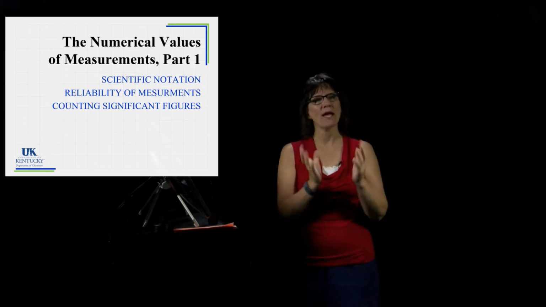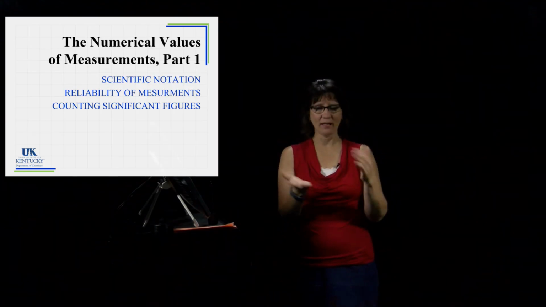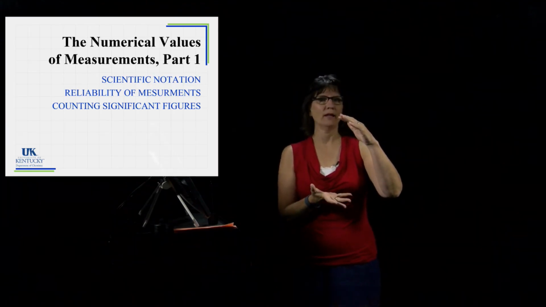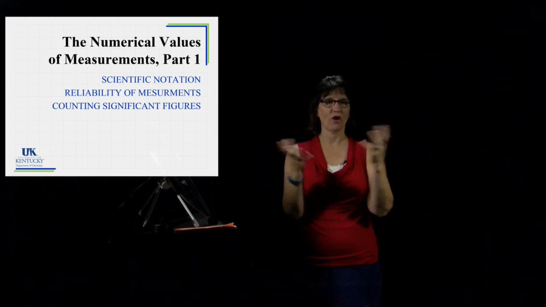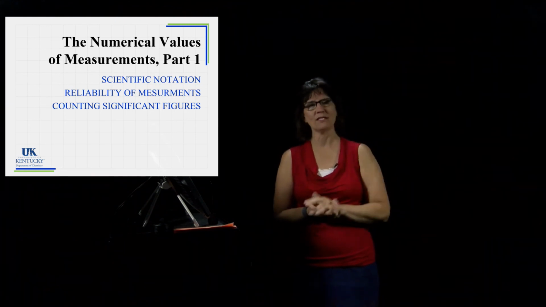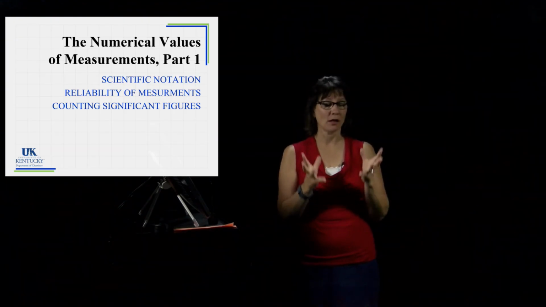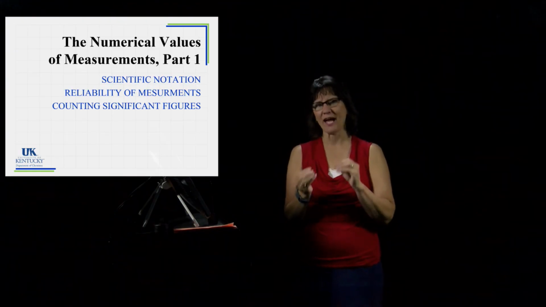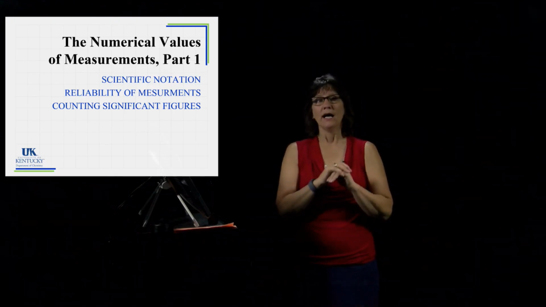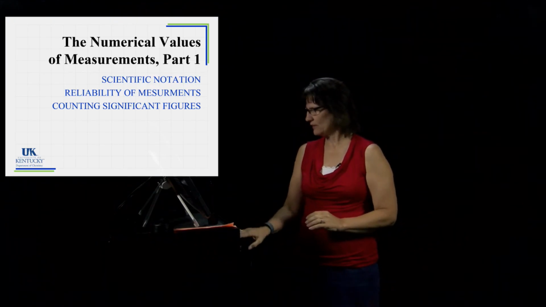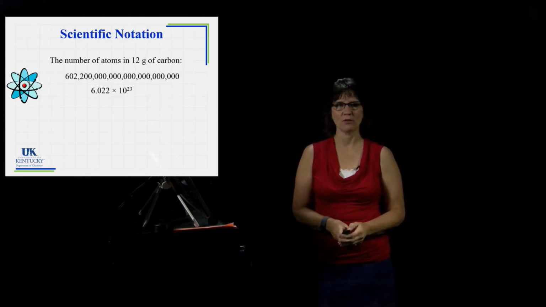We'll talk about when you make a measurement, how reliable it is. You can't look at a burette and know to 15 significant figures, or 15 digits, the volume of that substance. There's a limitation by your measurement. And then we're going to learn about something called a significant figure and how to count how many significant figures are in a number. Okay, so let's go through and start examining these components. Let's start with scientific notation.